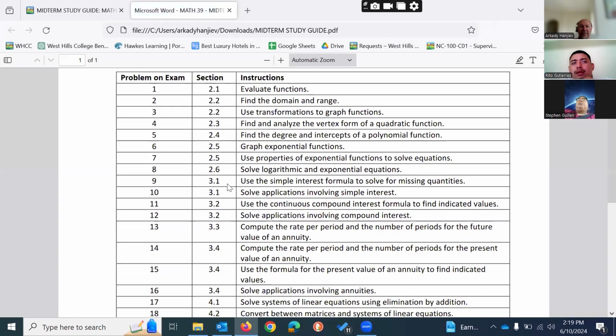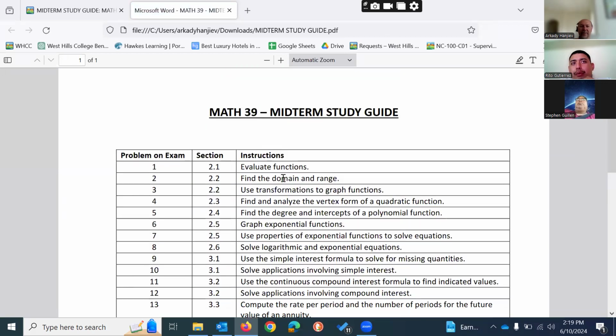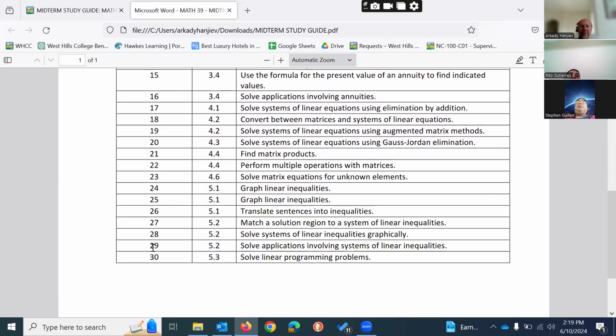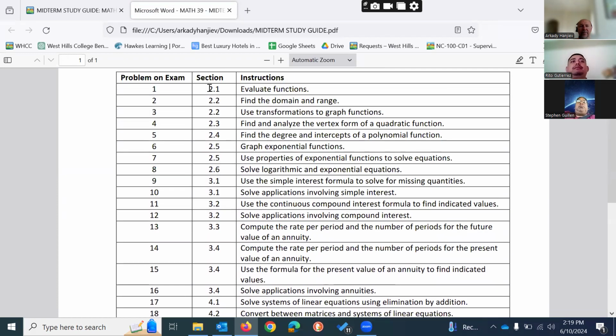So the study guide for the midterm looks like this. All the other study guides are going to look the same. So this is the problem on the exam. If you look back, there's going to be 30 questions for the midterm exam. The first question is going to come from section 2.1 in your textbook, and the directions are: evaluate the functions. That's it. As you're doing your homework for chapter 2, you're going to see this as one of your directions. It's not going to be the same problem, but it'll be a problem very similar to that type for the midterm.